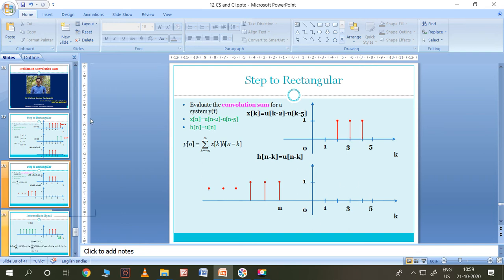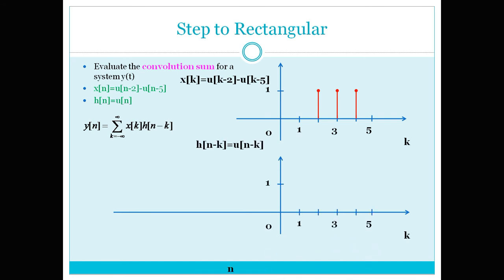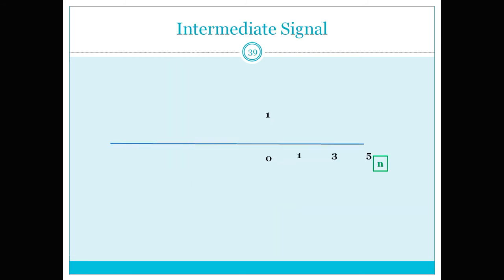Now how do we need to proceed further? For the next proceedings, now I have x of k and h of n minus k. The product of these is called an intermediate signal, w of n, k. Here x of k is fixed and the variable is n.